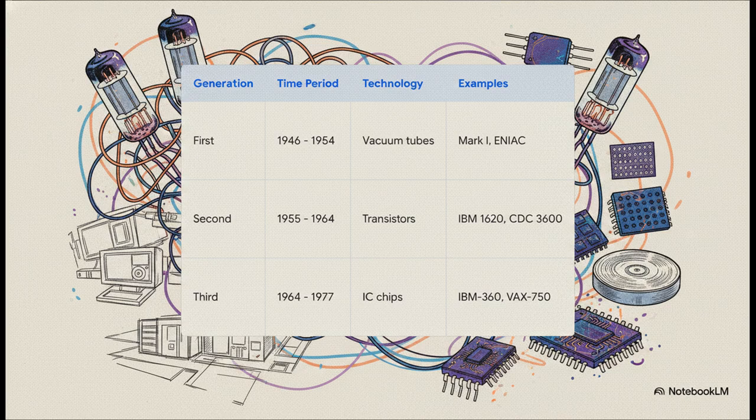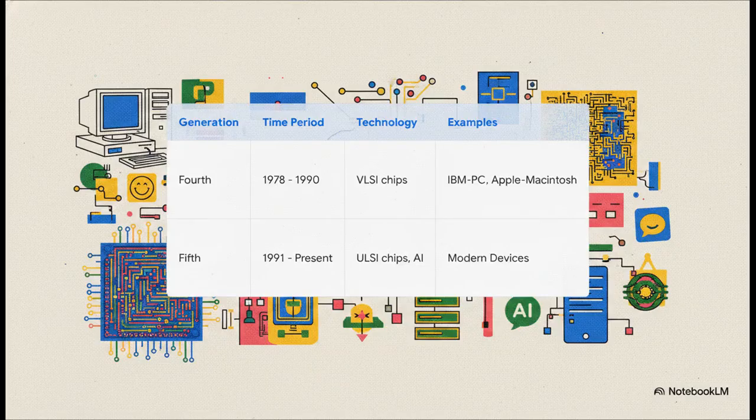Spanning 1964 to 1977, the industry moved to integrated circuit, or IC chips. A single IC chip could contain many transistors, registers, and capacitors all at once. This drastically reduced the size of the machine while totally skyrocketing processing speed. And that shrinking technology gave birth to something absolutely revolutionary: personal computing.